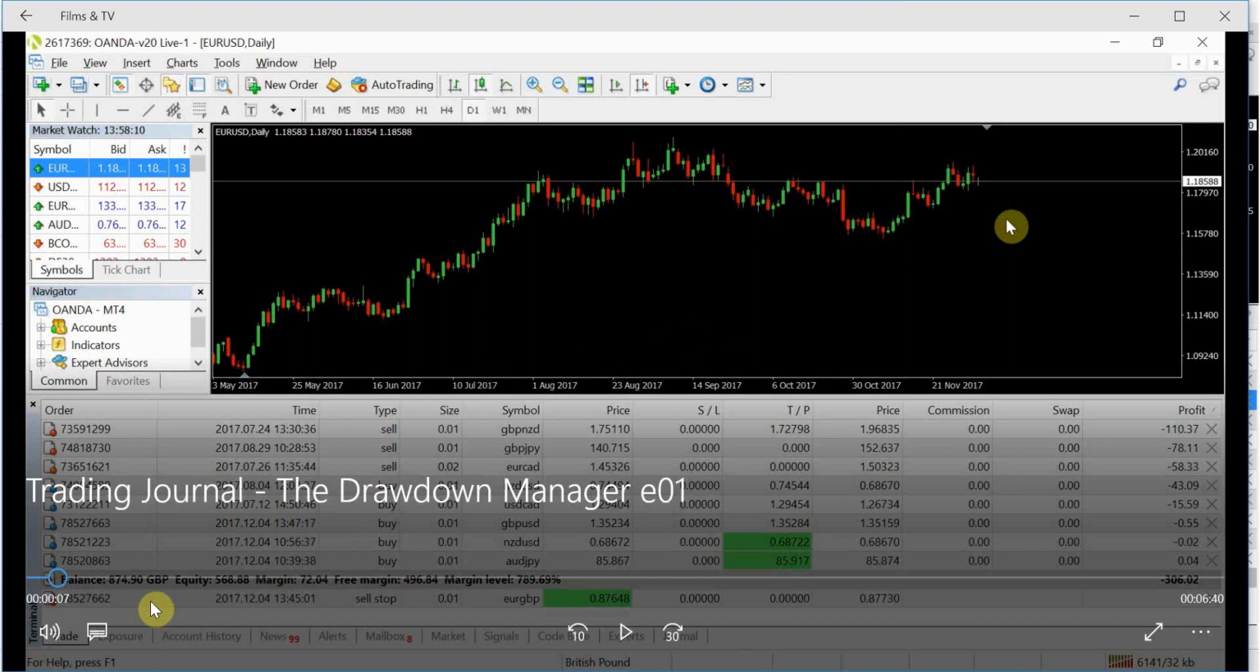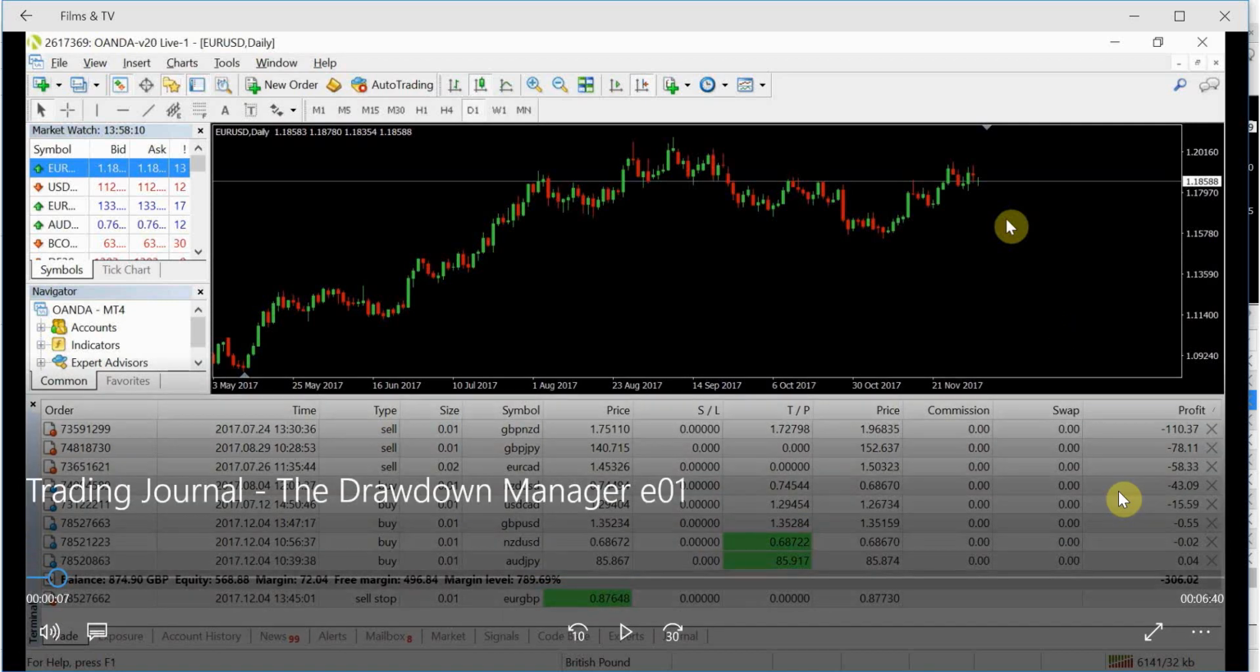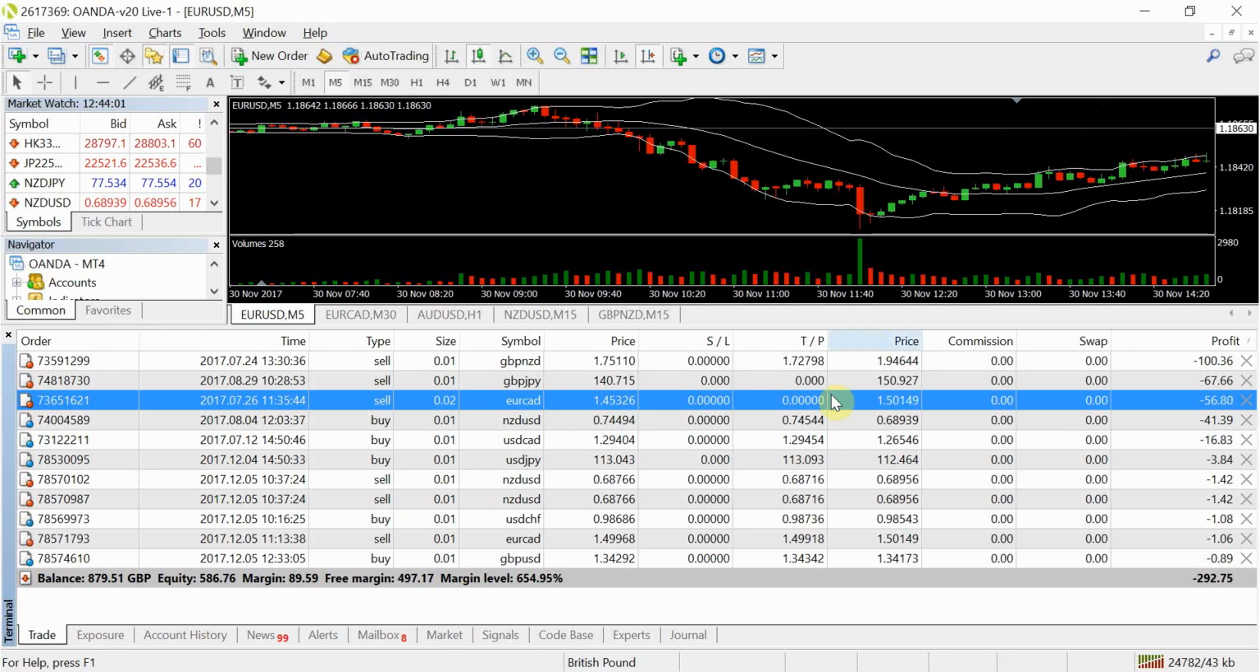So when I look at the status of the account, the two real key metrics I want to be looking at are drawdown and equity. Drawdown was at £306, and the equity was on 568.88.